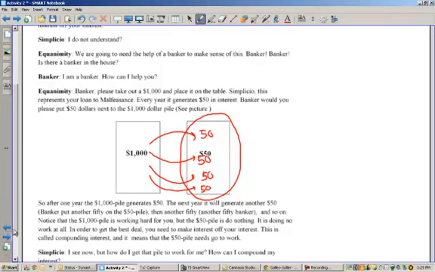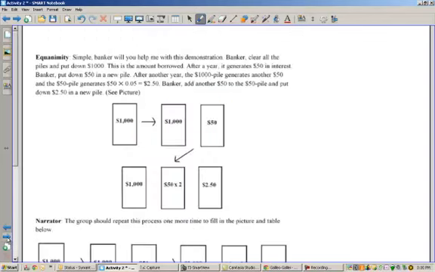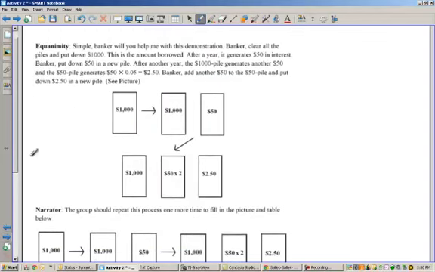And so Simplicio says, I kind of get the idea, but how do I get that pile to work for me? How do I compound my interest? And so over here, Equanimity tries to demonstrate how this actually works. Okay, so the way that this works is you start with a $1,000 loan, and after 1 year, you still have the $1,000, but you get an extra $50 because you sort of hit the $1,000, and out pops $50 in interest. All right, so this is the same as simple interest, but then when you compound the interest, you get a little bit more.